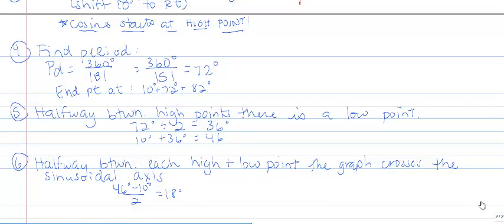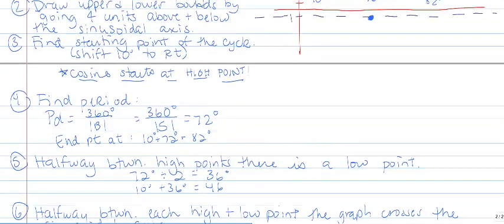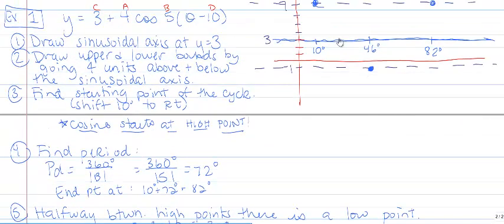Okay, so if you add 18 to 10, let's go back up here, you're going to get 28 degrees. So it's going to cross there, so you can make a point. And if you add 18 to 46, you're going to get 64 degrees. So it's going to cross there. Voila. Last step is just to complete the graph.